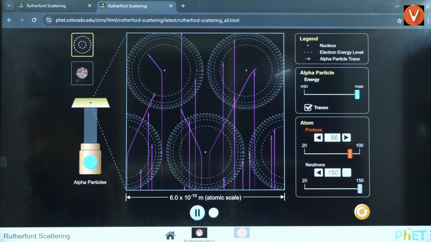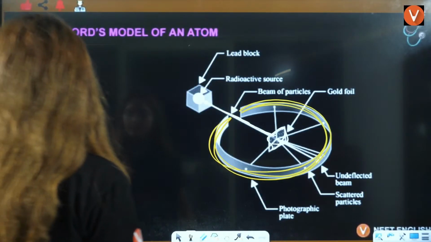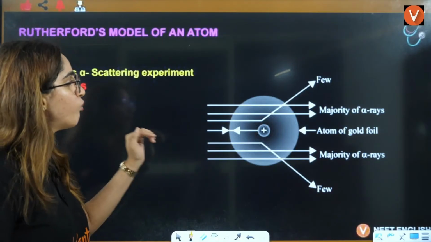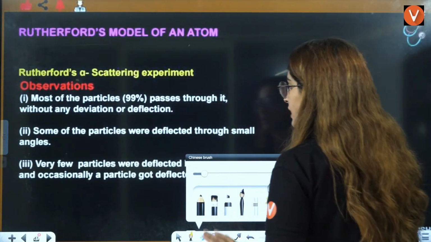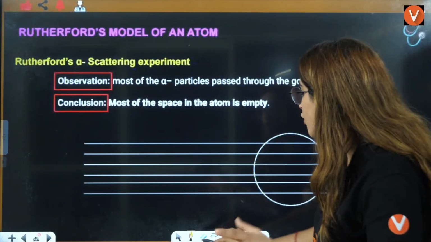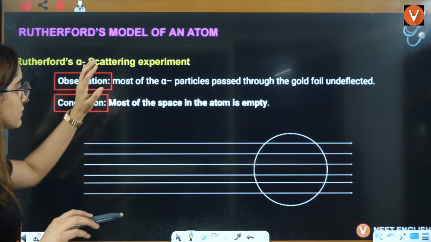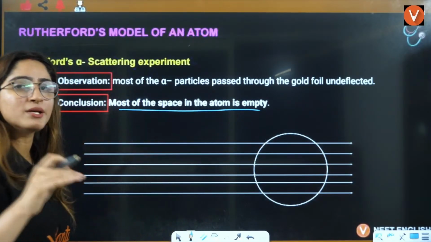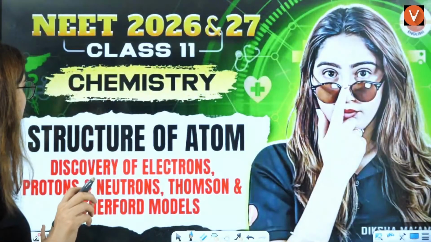Now I'll tell you the theory part of it, right? I showed you that most of the alpha particles are moving straight, some of them are deflecting, and very rare ones are actually bouncing back. So these are the three observations that we have. Now, from the observations, what conclusion can we draw? Observation 1 is, most of the alpha particles pass through the gold foil. That means most of the space inside the atom is empty. Second is, a small fraction of alpha particles were deflected by a small angle.